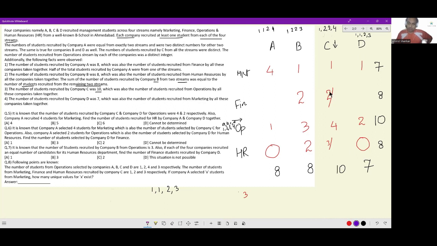If the number of people hired in finance from C were 2, the number of people hired in HR from C will be 3, and then the number of people hired from A and D in HR will be 3. But if the number of people hired in finance from C was 3, then the number of people hired in HR from C will be 2. And then the number of people hired in A and D together in HR would be 4. I can reach 2 multiple answers. Let me try and complete both these cases and see if it works out.